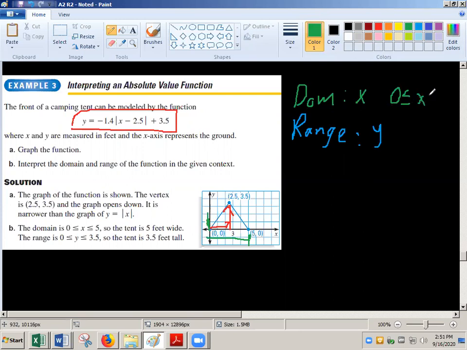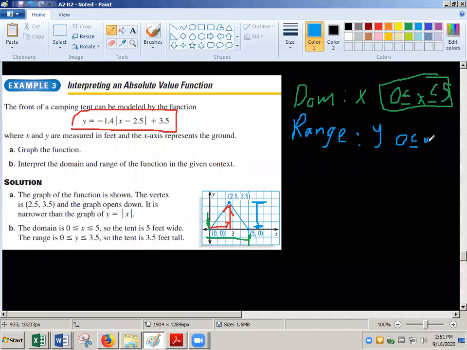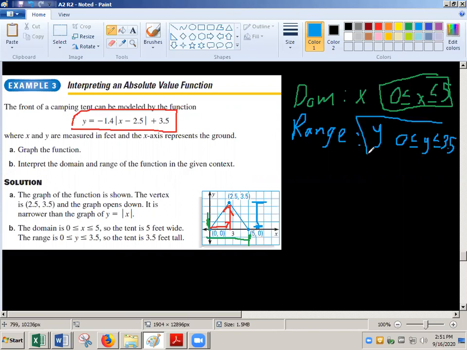And the reason it can go from 0 to 5 is that that is where the tent stakes hit the ground. We're assuming that this thing is not going to be buried into the soil. Then for my y range, you see the height of this thing goes from 0 on the ground up to, and this hit a peak at 3.5. So my y values will be 0 less than or equal to y, less than or equal to 3.5. That would be my domain and range on this problem.